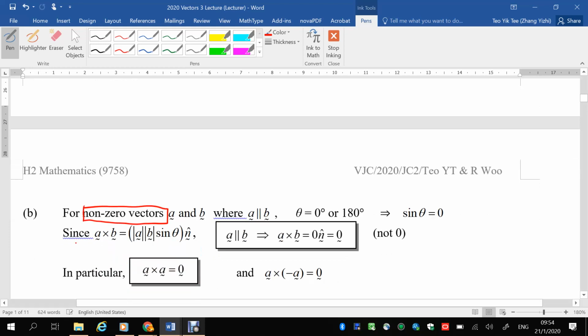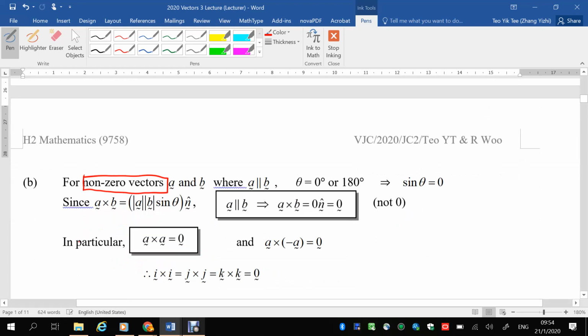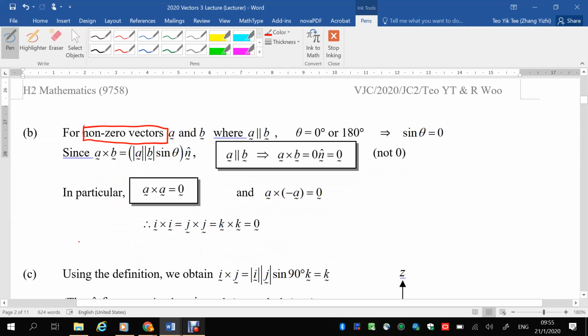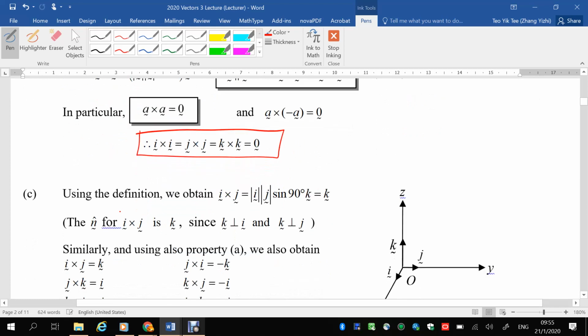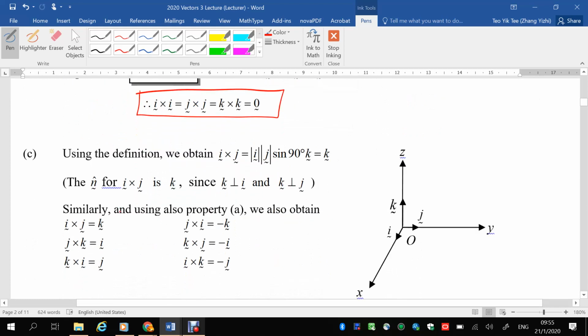Easy to remember, but sometimes you may get blurred yourself. In particular, I cross I equals J cross J equals K cross K equals the zero vector. This is the one that sometimes will create confusion. Remember your left-hand rule? I said that index cross with thumb will give you the middle finger, and so on.